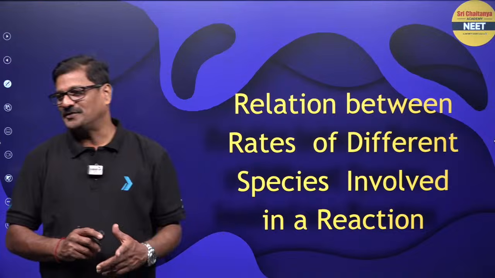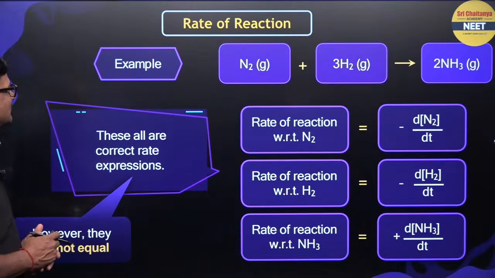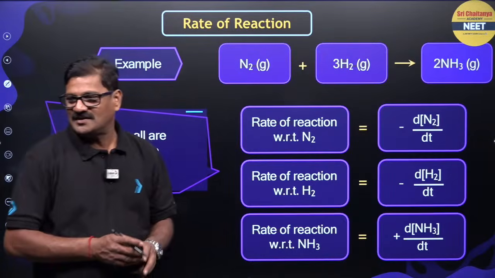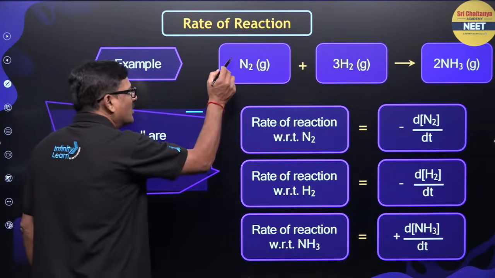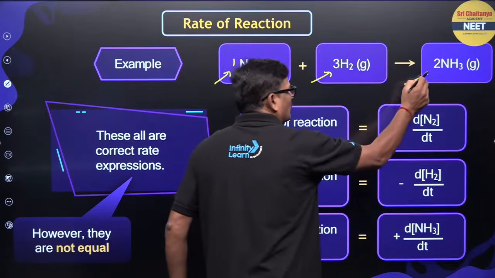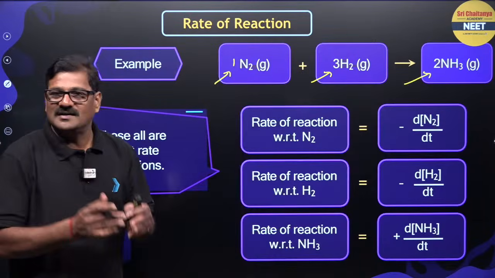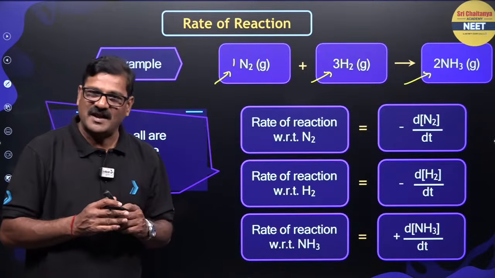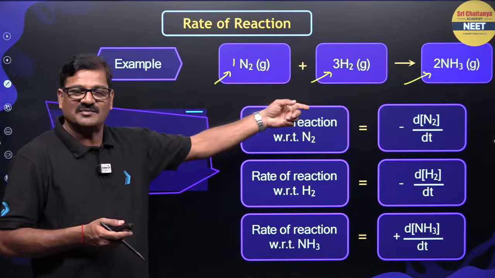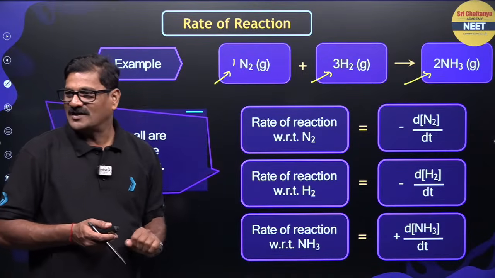Let us see here. Example, N2 plus 3H2 gives rise to 2NH3. Here you can see the stoichiometric numbers 1, 3 and 2. And these numbers are written as a fraction: 1 becomes 1 by 1, 2 becomes 1 by 2 and 3 becomes 1 by 3.